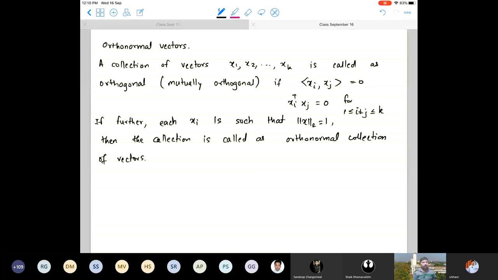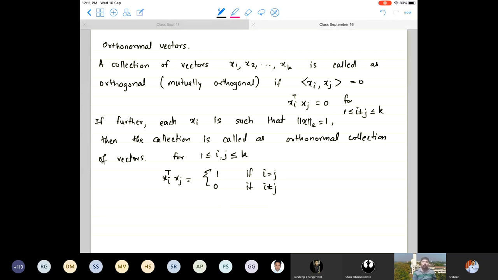So this is something very interesting. When we have this orthonormal collection, what we can write down is the following: xi transpose xj is equal to 1 if i is equal to j, and this is equal to 0 if i is not equal to j. This is something very easy, for 1 less equal i and j less equal k. So you pick any i and j between 1 to k, and if this relationship is satisfied between xi and xj, then you will call such a collection an orthonormal collection.